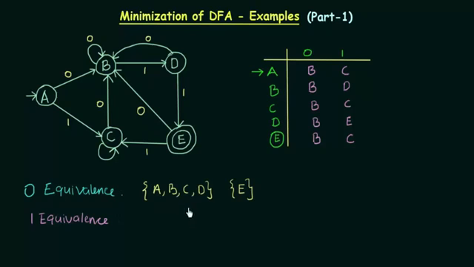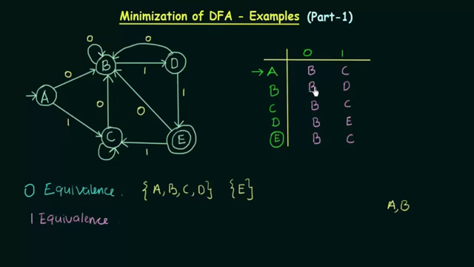That may seem a little difficult to understand, but it will become very easy when I show it here with an example. So now I am going to check if A and B are 1 equivalent to each other. In order to check for A and B, I come to this table and see where A and B go on getting input 0 and 1. A on getting input 0 goes to B. B also on getting input 0 goes to B. So if they go to the same states, then it is okay. They are 1 equivalent so far.